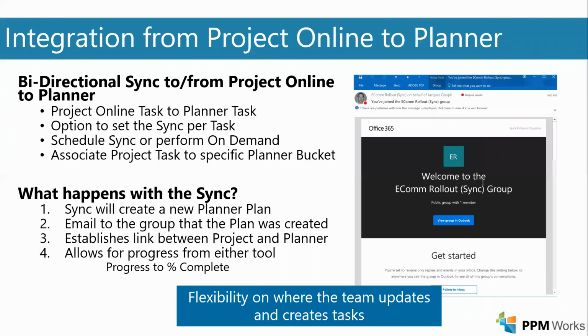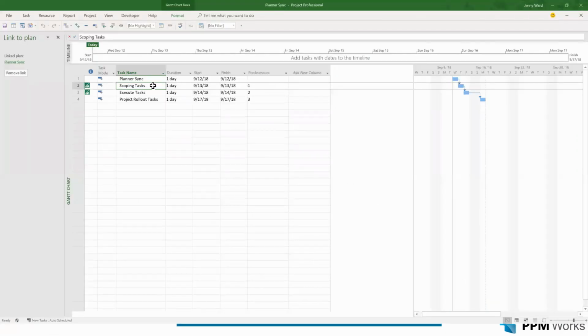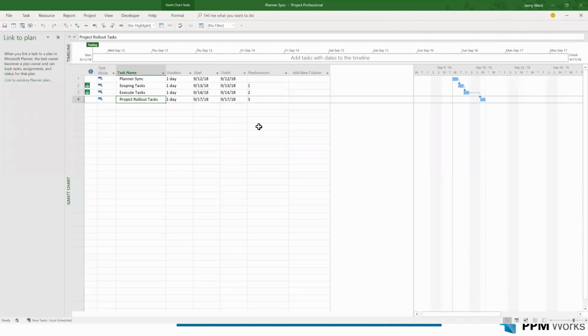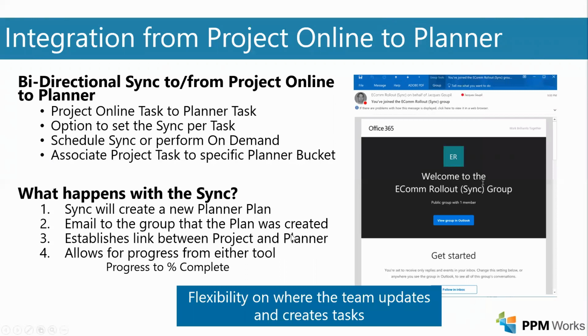You have the option to set the sync per task, and to schedule the sync, you can have it scheduled automatically a few times a day, many times a day, however many you want, or you can simply just perform that sync on demand. And then you can associate the project task also to a specific planner bucket. So this is where it would come into play, where if we had these tasks here, we wanted all of these to be associated with the scoping bucket, and all of these to be associated with the execute bucket, and all of these with the rollout bucket. We can do that. It gives us that capability.